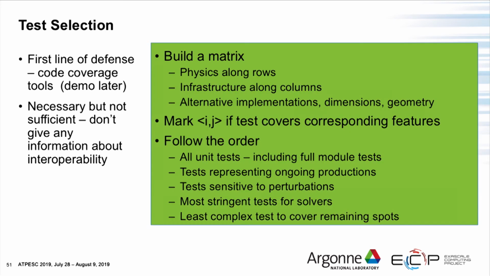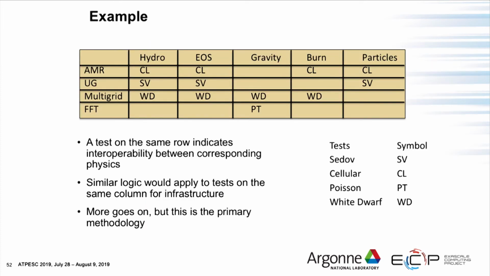Well, I want to move over to how to build a selection of tests. The way we do it in Flash is build a matrix where we say that we have all physics along rows, all infrastructure along columns, or vice versa, whatever the case may be. We pick tests, the setups. So Flash comes with setups, which are predetermined applications, and you can run them in smaller sets with parameters controlled. And so what we do is we pick tests, all the unit tests, and then we pick tests that represent ongoing production, sensitive to perturbations, etc., and we fill the matrix in this way.